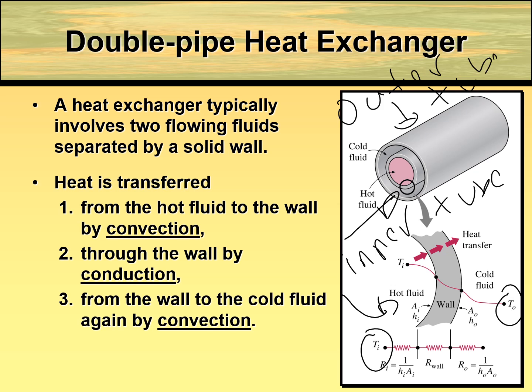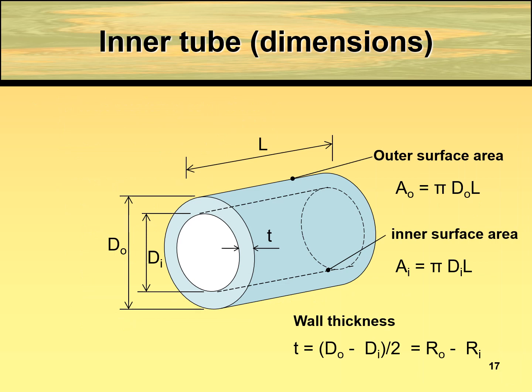And then the heat passes through a wall, which is a cylinder. So this is the wall. The process that occurs in the hot fluid is convection, and convection also occurs in the cold fluid section. Then conduction happens through the wall of the inner tube. For the wall of the inner tube, Di and Do give the difference of the radius, with the inner wall surface AI and outer wall surface AO.